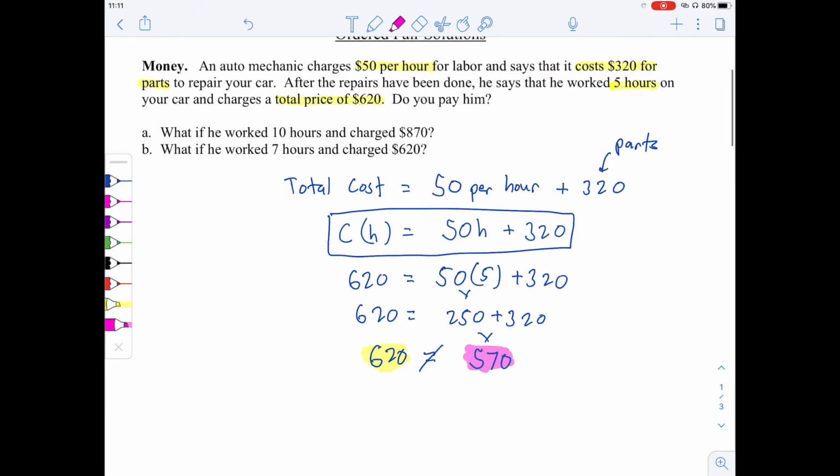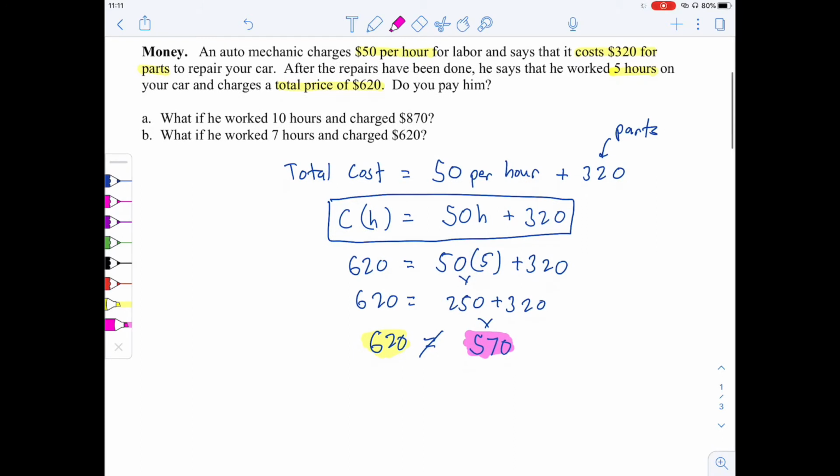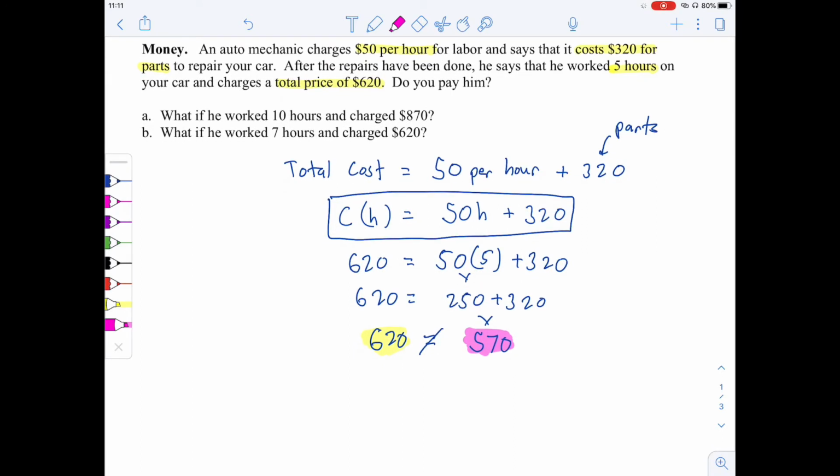If he charges you 620, he should have worked 6 hours, then you'd only get 620. Well, he only worked 5 hours. That's the first part. Okay, next part. What if he worked 10 hours and charged $870? So this is just like an ordered pair. 10 hours costs $870. That's your ordered pair. 7 hours costs $620. That's your ordered pair right there.